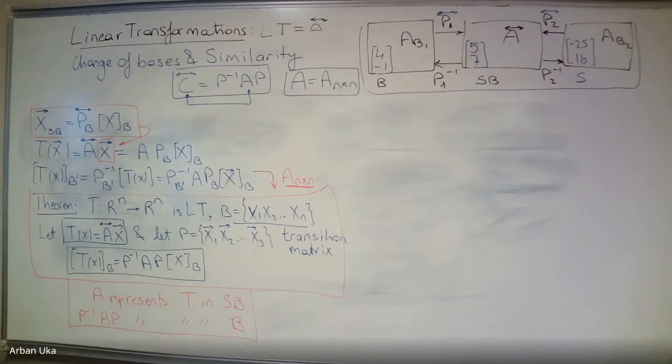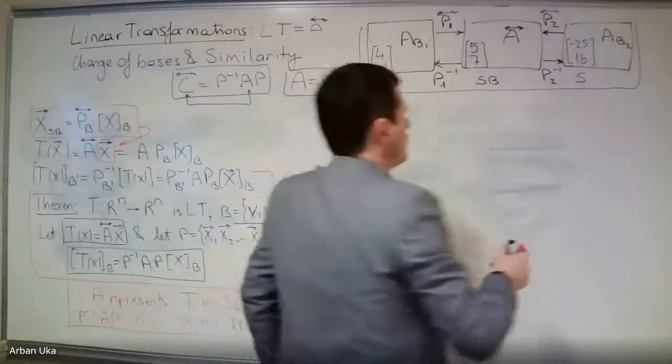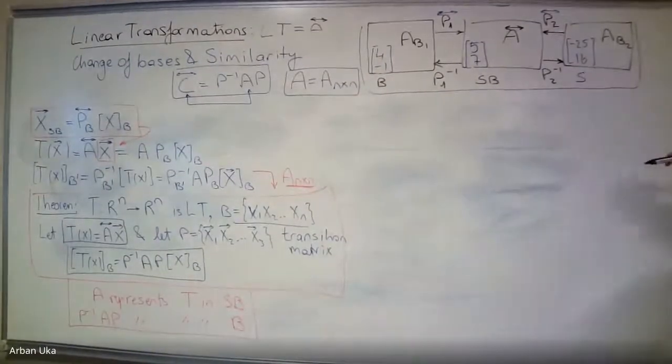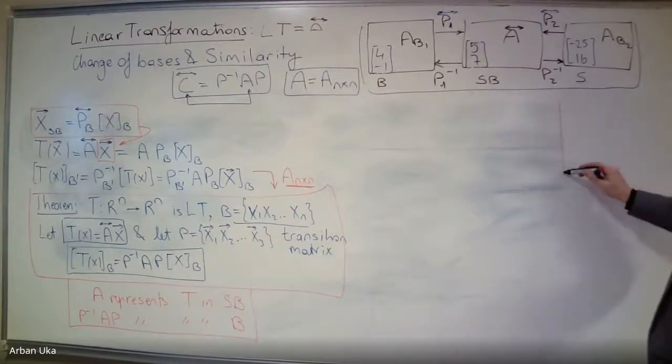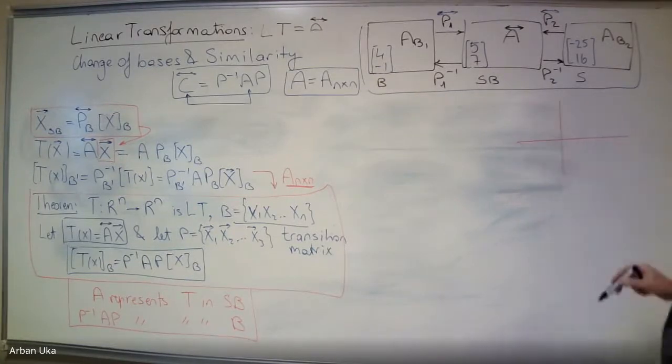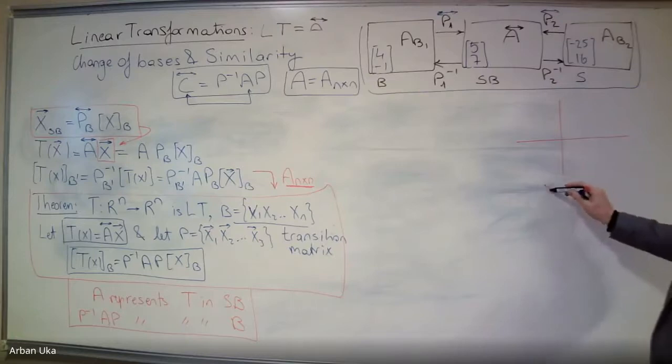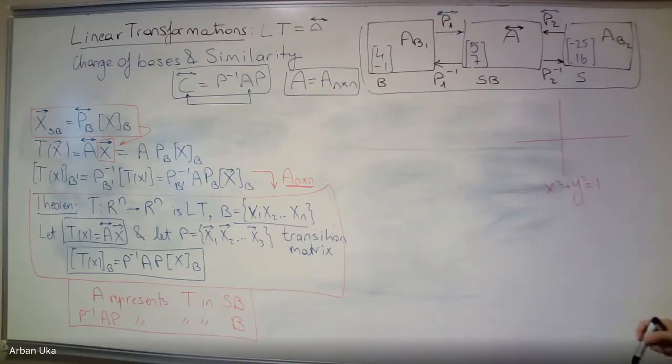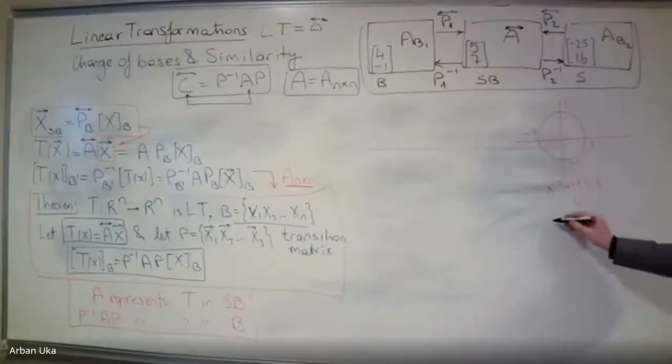Before we go on with an example, I want to ask you one question. Let's have a look at this: what is this equation? X squared plus y squared equals 1. This is a circle with the center at the origin. It's a unit circle, crossing at minus 1 and 1.